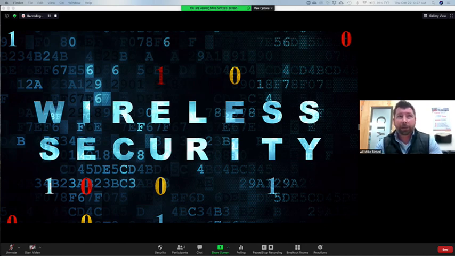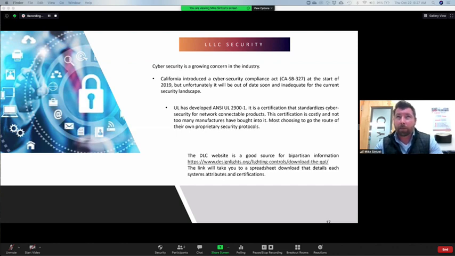I'm going to touch a little bit on the types of security that we're seeing out there for wireless protocols. With Bluetooth systems, with Zigbee systems, security is definitely at the top, paramount, of what needs to be looked at.